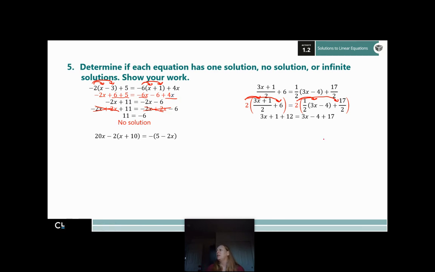We do need to clean it up a little bit, though. I've got some like terms here. 1 plus 12, of course, is 13. Negative 4 plus 17 is also 13, so I'll clean it up a bit.